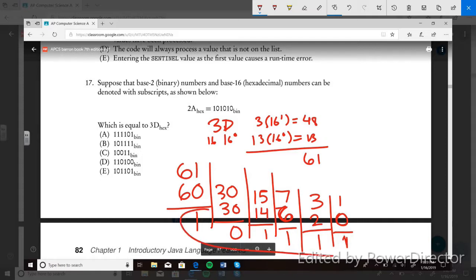So this would be the reverse of your binary code. So you would go from here to there. So it would be 1, 1, 1, 1, 0, 1. So the answer choice would end up being A.